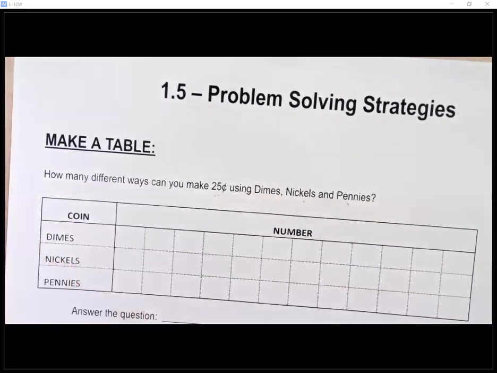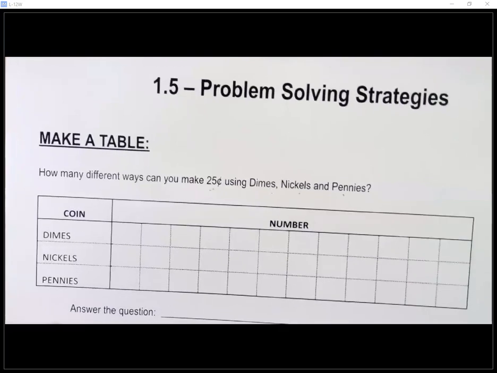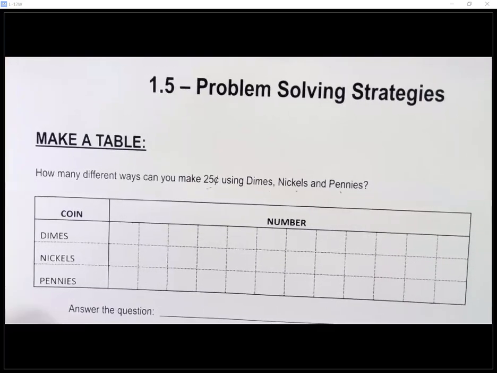So go ahead. Using a table makes a lot of sense here because I can sort of list out all my possibilities. So go ahead and see if you can come up with a couple of different ways and see if you can find a way. Maybe you can set yourself up with a pattern to make sure you find all of the ways.